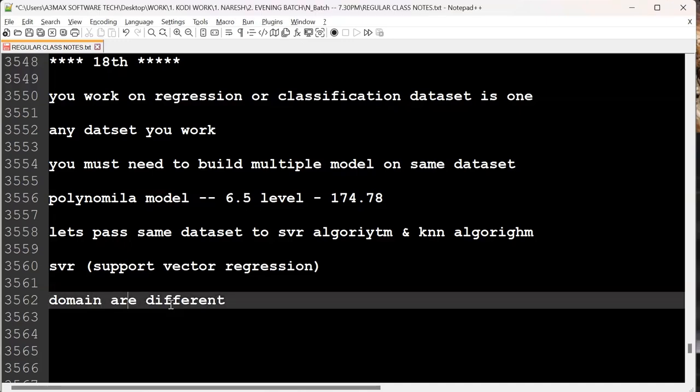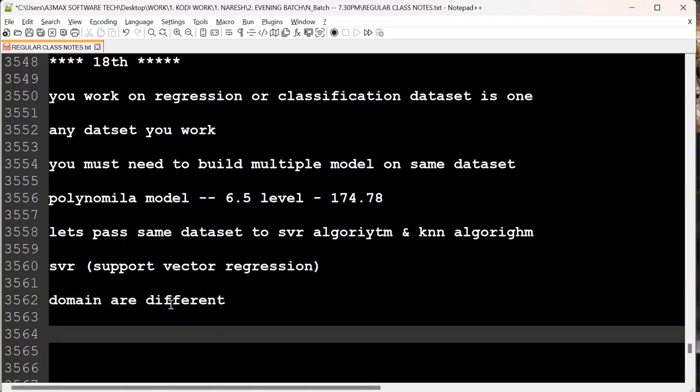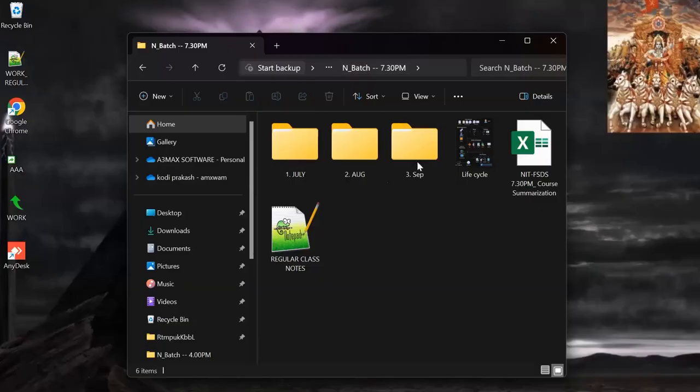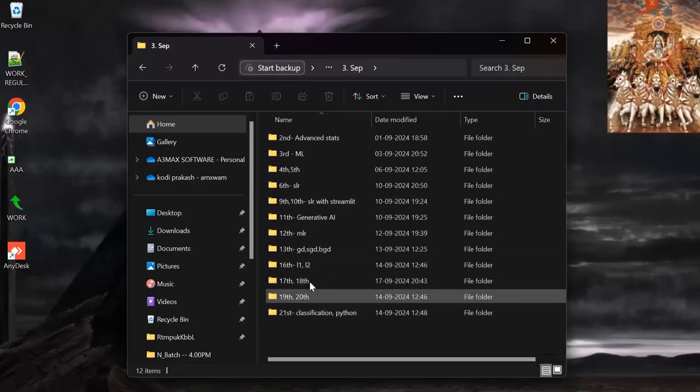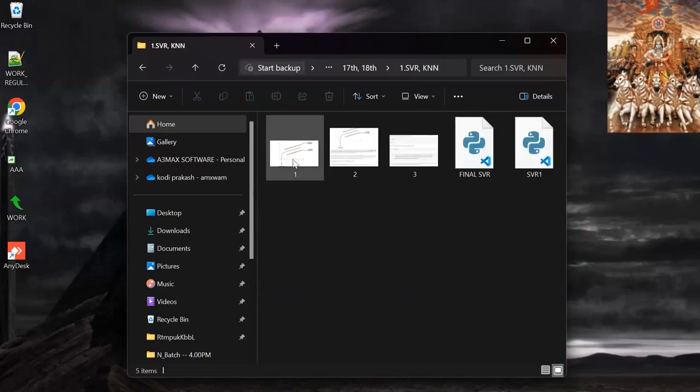Domains are different. How many domains do we have? BFSI. What is BFSI? Banking, finance, service, insurance. Attributes are different based on the business or not? Banking has banking attributes, finance has finance attributes. Attribute means column names. Service sectors, column names are different. But what cannot change is the algorithms, they never change. I hope you understand, guys. Domains are different, but algorithms never change. So today I introduce a concept called SVR. Let's finish this SVR.